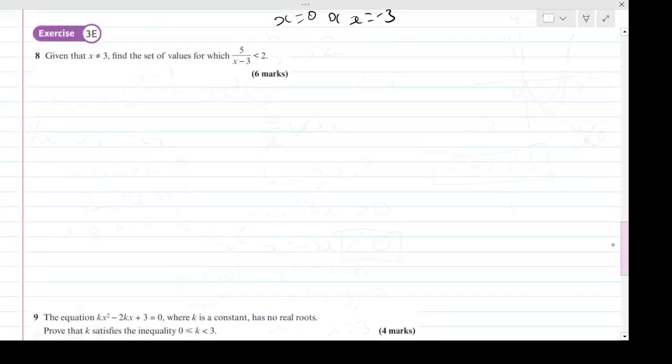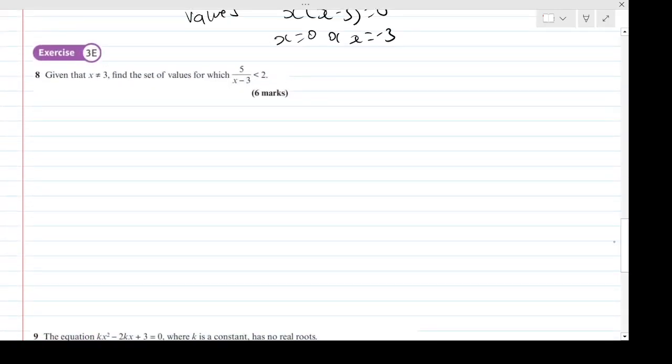Okay, cool. Then I've got two more questions to look at. It's a very similar example. Given that x is not 3, find the set of values for which 5 over x minus 3 is less than 2. So let's write that down. Again, if I were to solve it as a normal equation, if it was equal to 2, I'd times by x minus 3, right? Cross multiplying, if you will. However, I have an inequality, so I can't just times by x minus 3 because x minus 3 could be negative or it could be positive, right? So how am I going to account for that? Well, I'm just going to times by x minus 3 squared, okay?